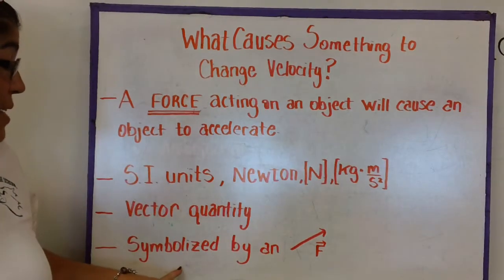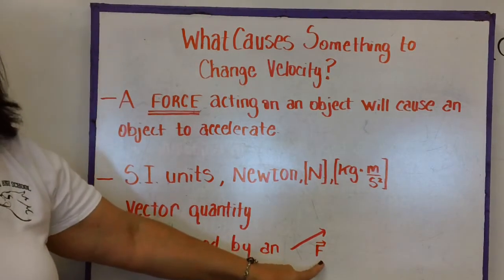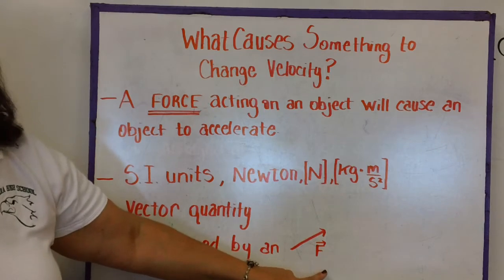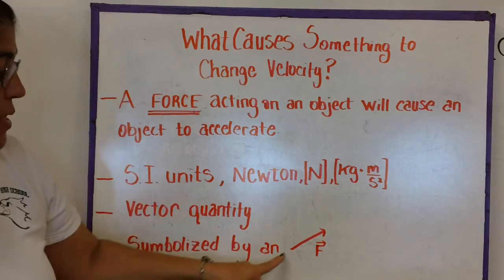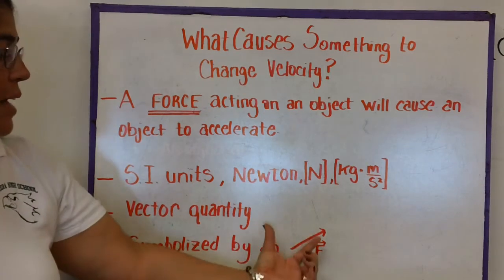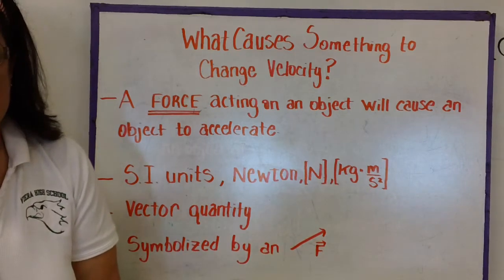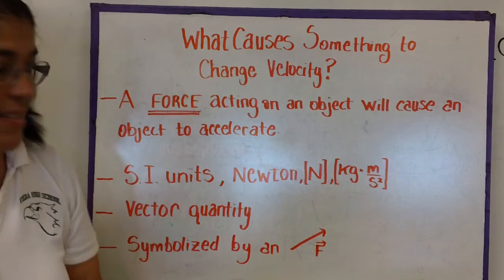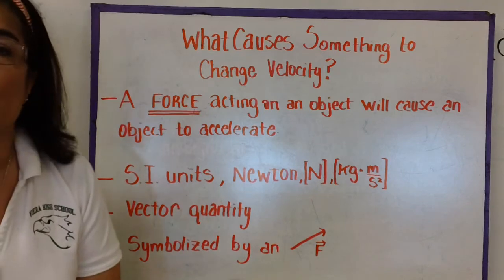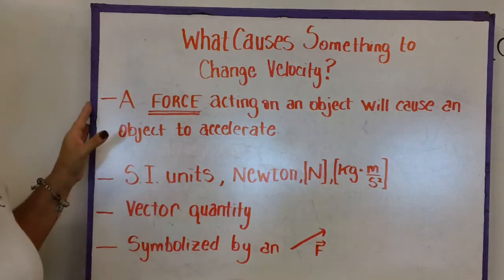And we symbolize a force by a capital F, or later on I'm going to show you different symbols that we're going to use, and it's drawn as an arrow. The length of the arrow is going to symbolize the magnitude, and the tip of the arrow is going to symbolize what direction that force is working in.